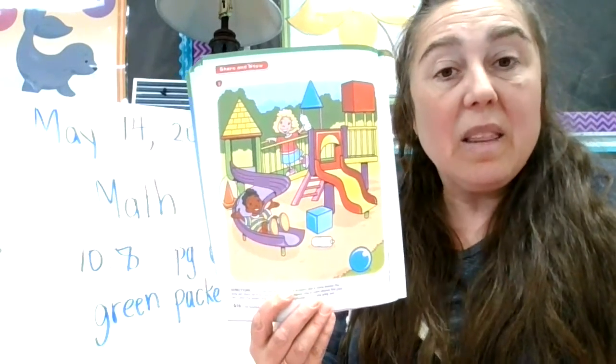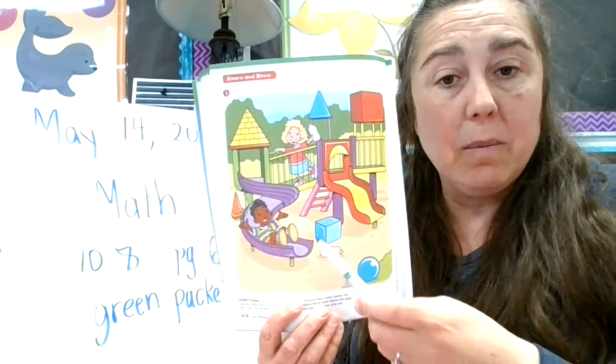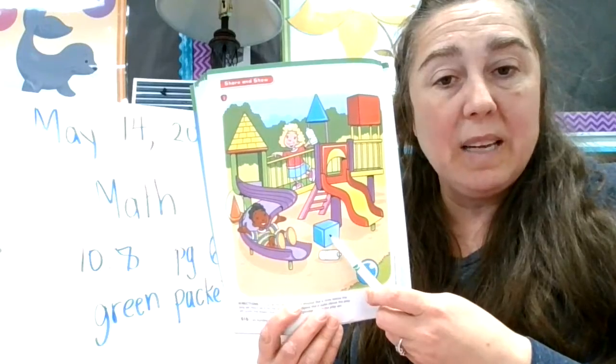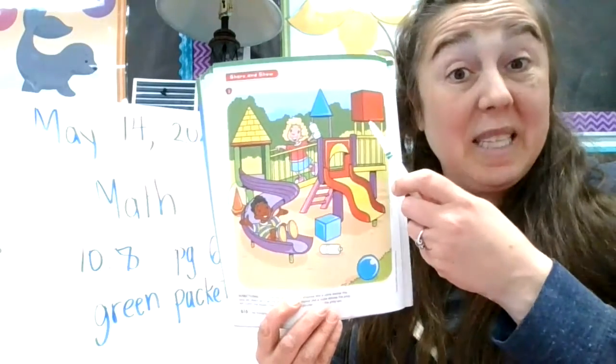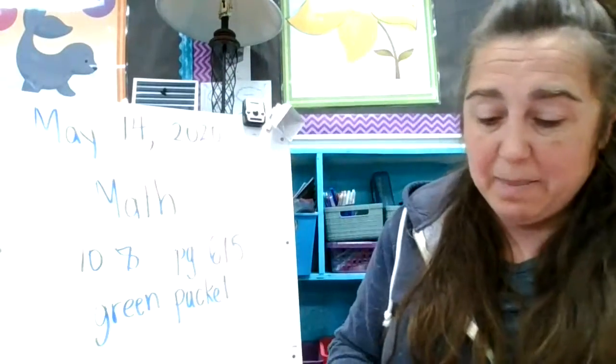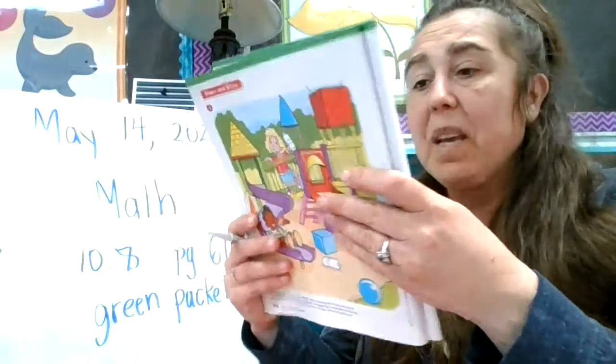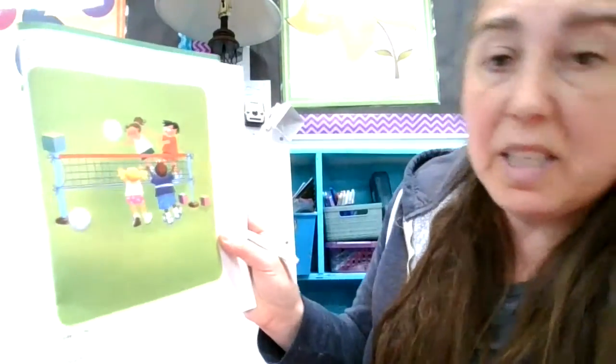Perfect. Then they're going to ask you to find a cube that is above the playset. Was this cube above the playset? No. Is this cube above the playset? Yes, good job. That cube is above the playset, and they said to put an X on it. Let's go ahead and turn the page, and let's look at these kids playing volleyball.